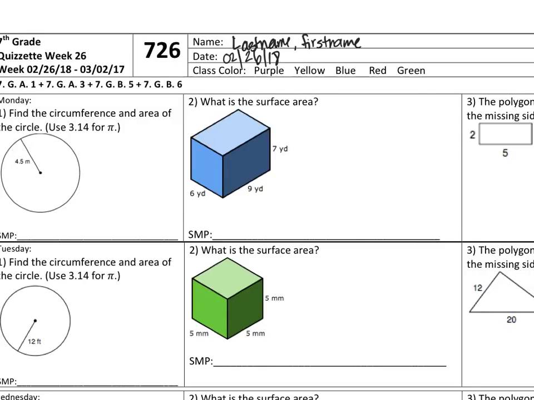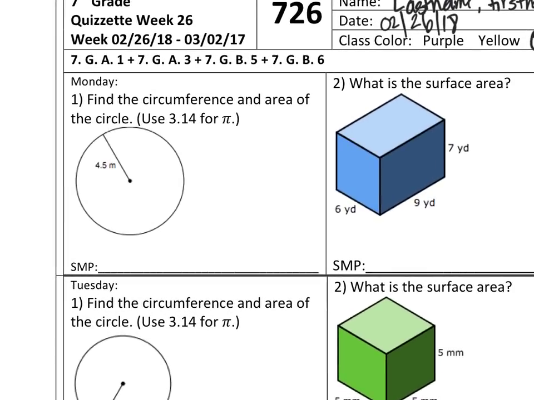Today we'll be watching a video on Quizzette 726. As always, please remember to write your last name, comma, first name, today's date, and circle your class color.